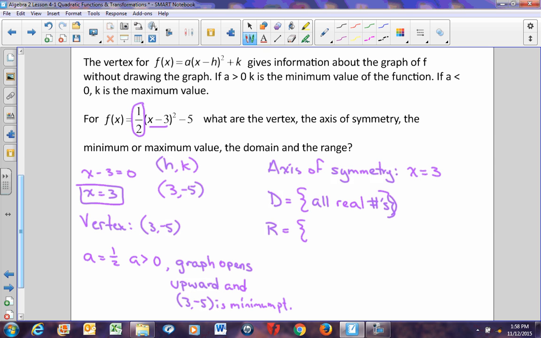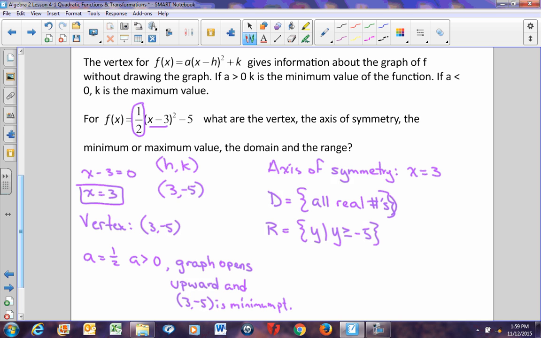Okay? So my range cannot be less than negative 5. It could equal negative 5. So my range is all values of y such that y is greater than or equal to negative 5. Okay? Because you can't have a range where your y value is less than negative 5, because that's your minimum point. Your range is what can I put in for y, or what can I get out of y, and it's going to go from negative 5 and upwards forever. So anything greater than or equal to negative 5 is my range.